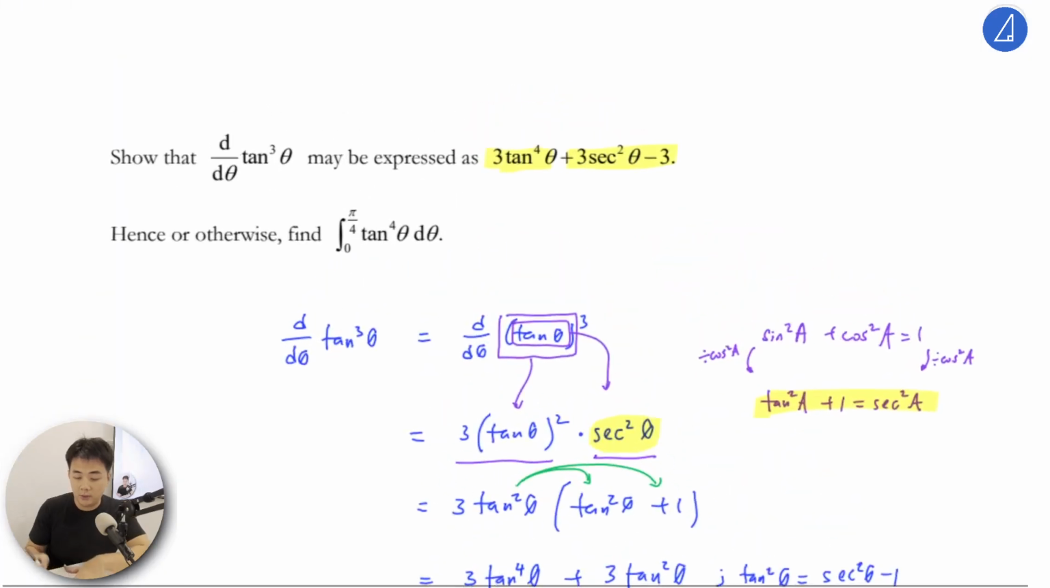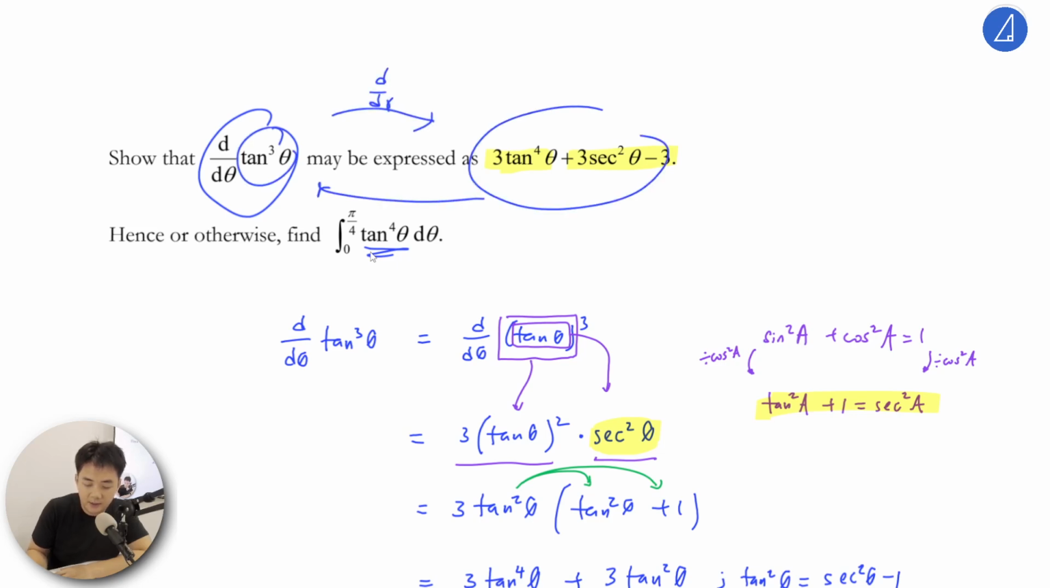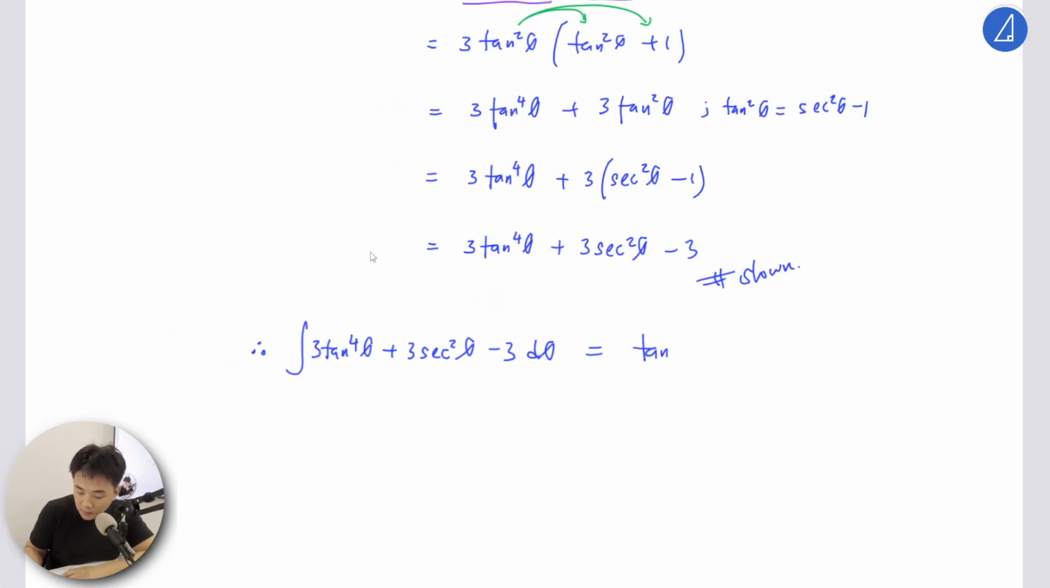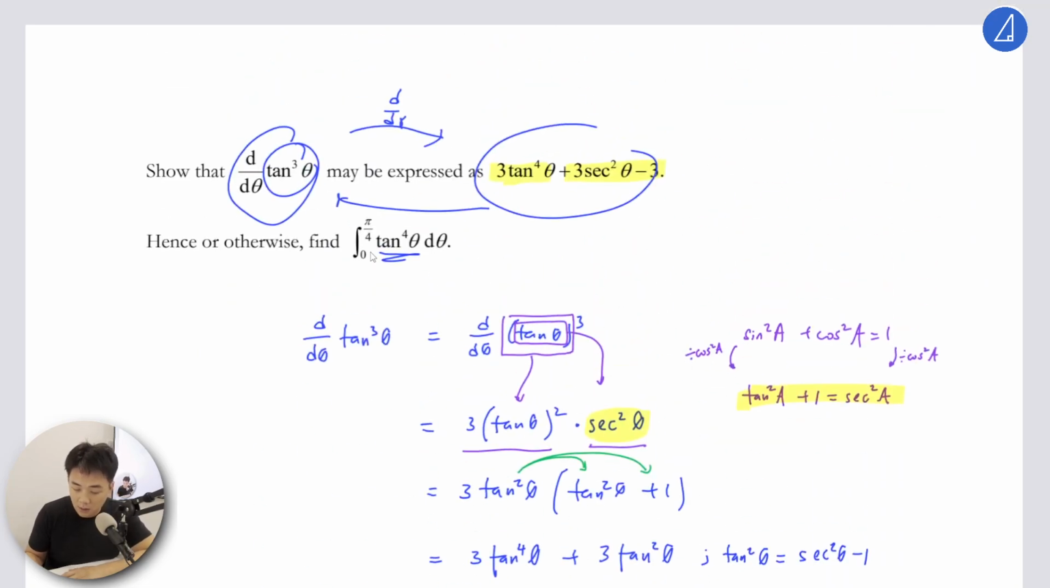The next one is hence or otherwise find the integral of tangent to the power of 4, tangent 4 theta. So what you need to understand is, if you differentiate this, you get this guy. So essentially you integrate this guy, you get back this, right? So you can just write this down. So integrating the answer we have, we get tangent cube theta. Obviously there's a plus c if you want to write it down.